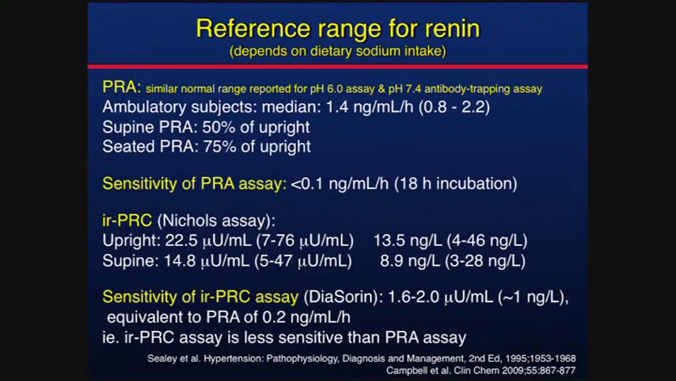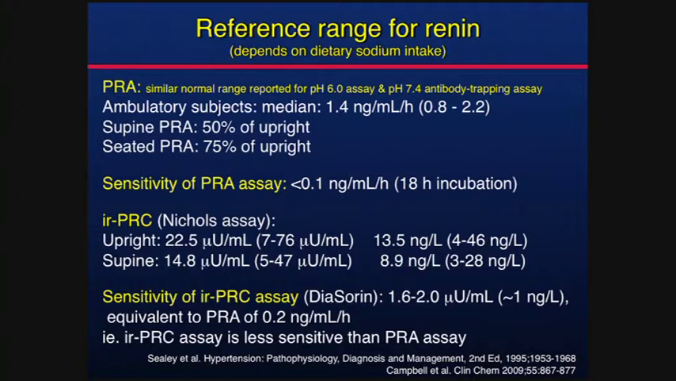Now the reference ranges for the plasma renin activity assay are similar whether you do the assay at pH 6 or pH 7.4, with a median of 1.4 and a range of about 0.8 to 2.2, but it is dependent on posture. And the sensitivity, though, is much, much lower than the lower limit of the normal range, and we can extend that by doing longer incubations.